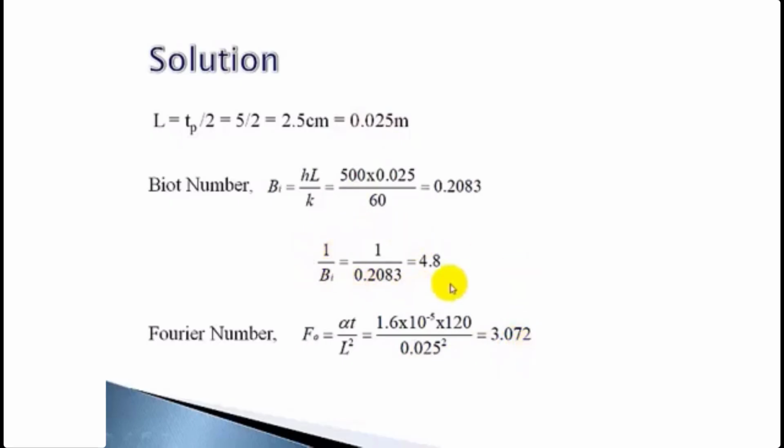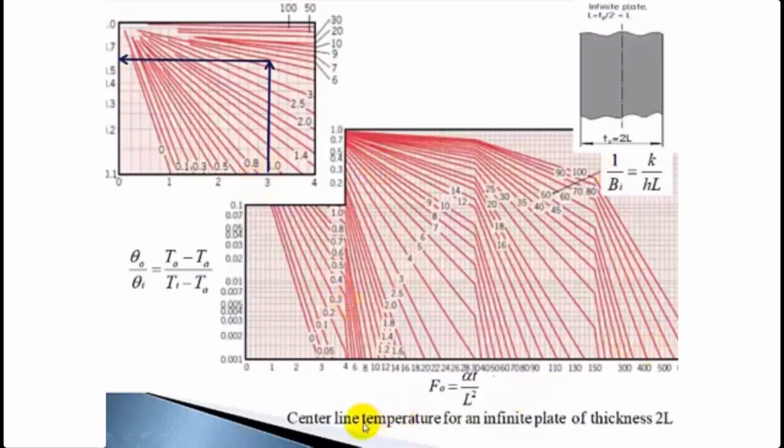So we need 2 parameters in calculating the mid-plane temperature from the chart: one is 1 by Biot number and the other is the Fourier number. Now this is a chart showing the central line temperature for an infinite plate of thickness 2L. Corresponding charts are there for the infinite cylinder and sphere. So this is one of the 3 charts for the infinite plate, and similarly the cylinder has 3 charts and the sphere another 3 charts.